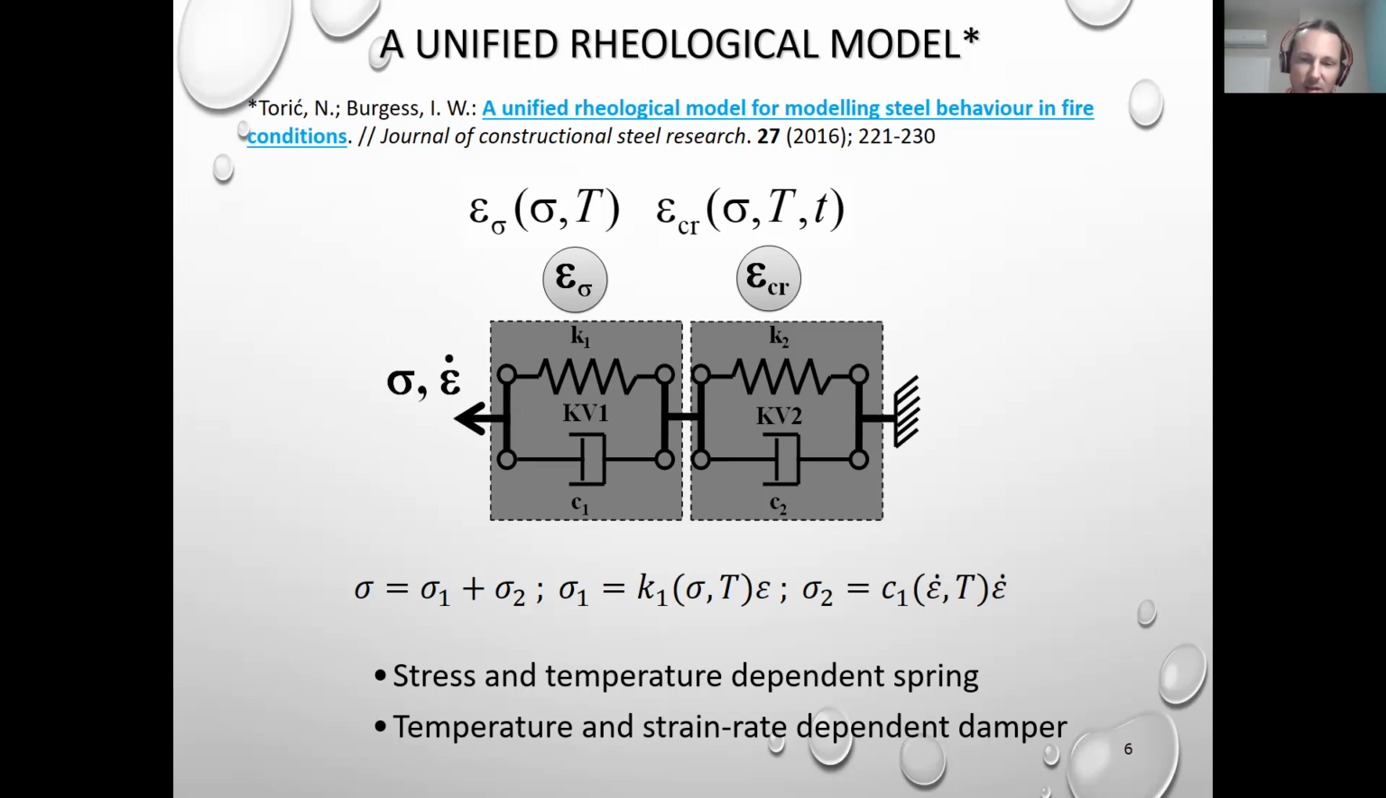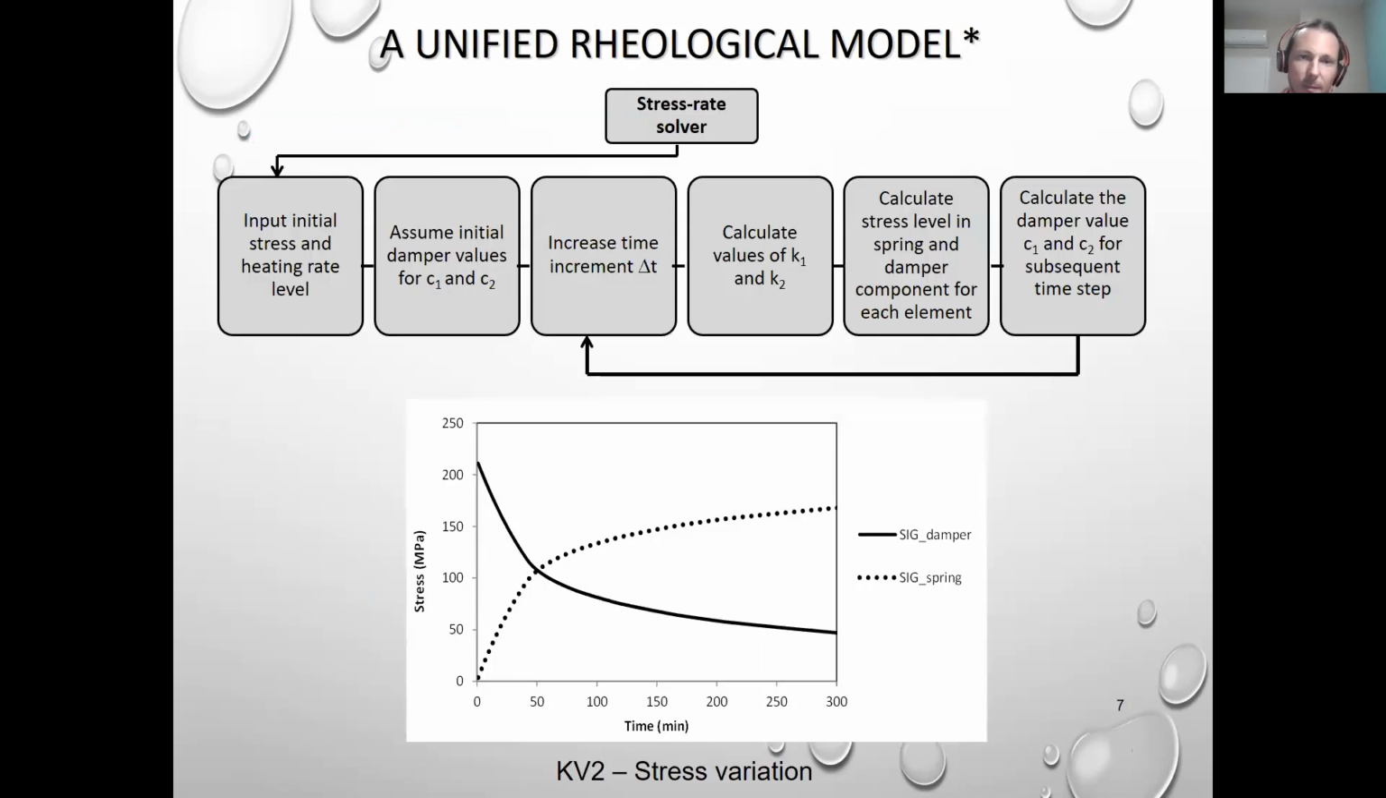sensitive when it comes to springs, and when it comes to dampers, the constitutive models are strain rate and temperature sensitive, which takes into account all the variables that are changing during a general fire event. The stress rate solver schematic is presented in this slide. Generally, a different procedure is employed for solving the differential equations for the Kelvin Voigt elements. If, for example, we are having a strain rate control problem, the calculation procedure is a bit different.